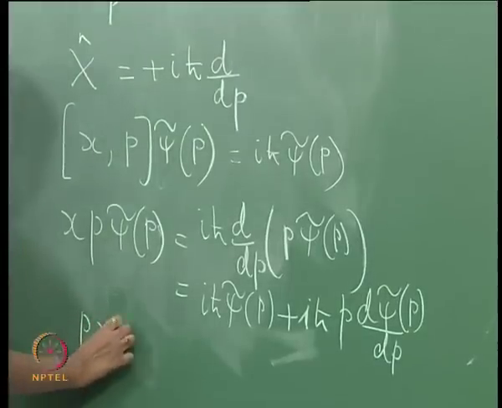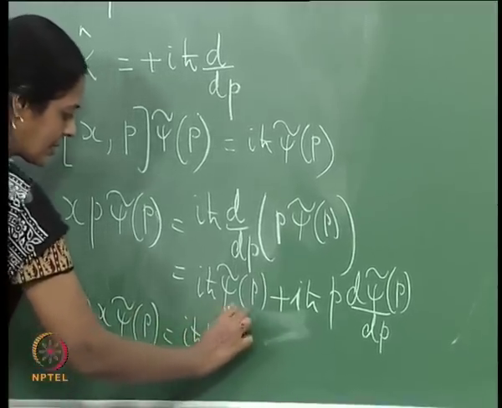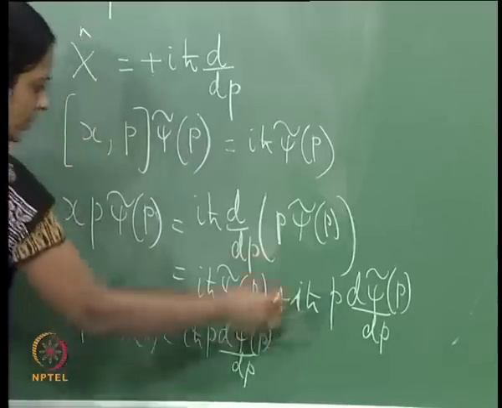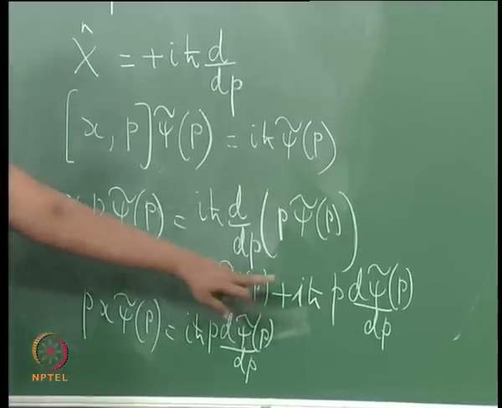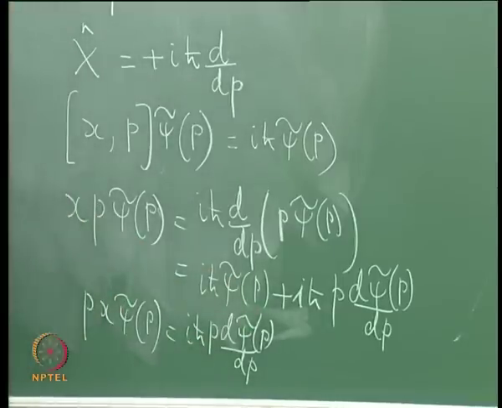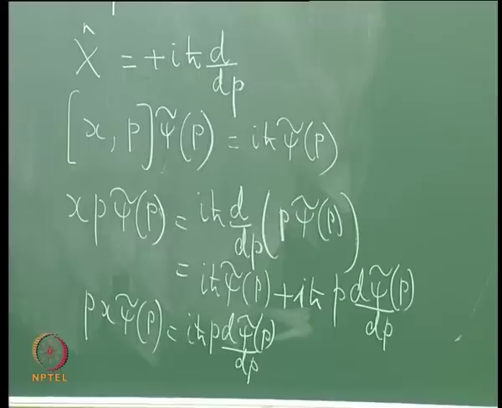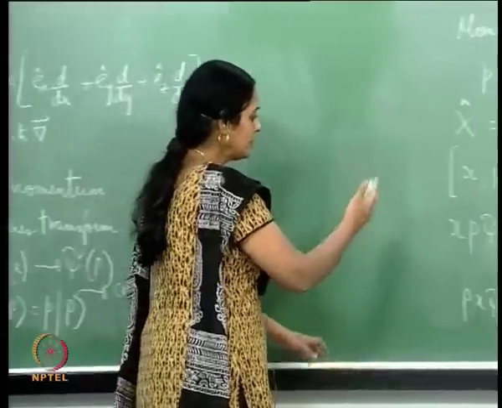Now pxψ̃(p) is iħ p dψ̃(p)/dp, and therefore between the two of them the commutation relation is satisfied. This term cancels with that, leaving behind iħ ψ̃(p). So in the momentum representation, which is another important representation, I would like to expand the states and write the operators as functions of momentum, and the states are expanded in terms of the momentum basis functions, ψ̃(p), for instance.